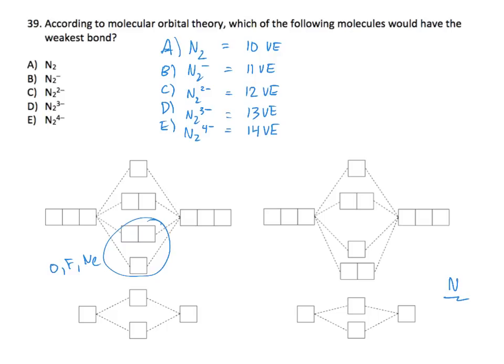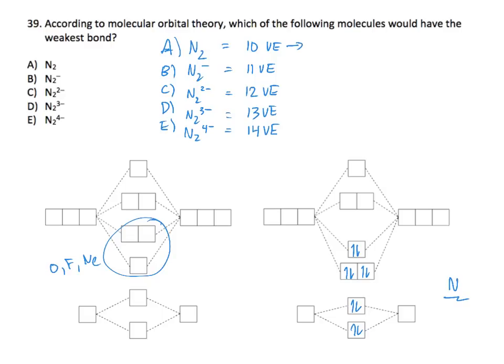So what we really do here is we start filling up the MO diagram for each of these, calculate the bond order, and then whichever one ends up with the highest bond order is going to be the one that has the weakest bond. So let's start with A, with N2, 10 valence electrons. We go 1, 2, 3, 4, 5, 6, 7, 8, 9, 10.